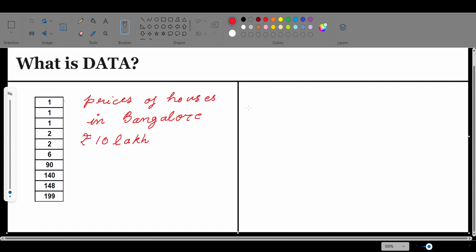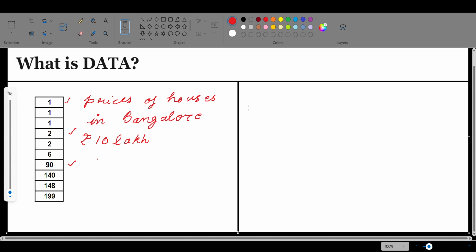This means that this first value over here, 1, represents a house that costs 10 lakh rupees. The 2 represents a house that costs 20 lakh rupees, and the 90 would represent a house that costs 900 lakh rupees or 9 crore rupees. Now, after you've been given this knowledge that these numbers represent the prices of houses, your mind would immediately start working. So you'd start looking at these numbers very differently.